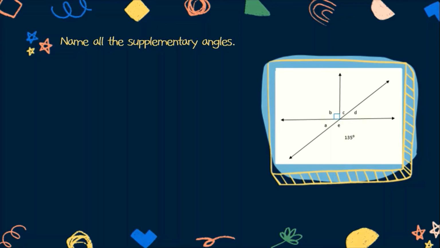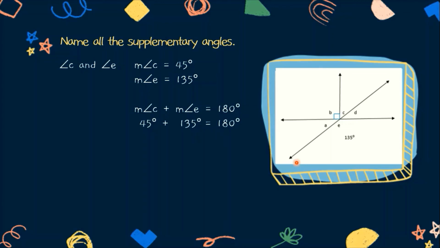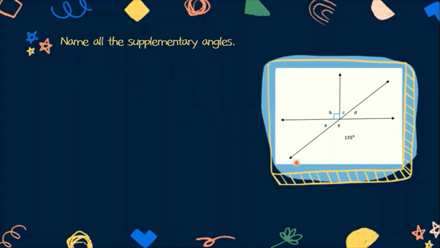Next, we have to name all the supplementary angles. Angle C and angle E. This is angle C. And this is angle E. We need to add their measurements. Angle C ay 45 degrees. At ang angle E ay 135 degrees. Adding them together, 45 plus 135 is equal to 180 degrees. Therefore, angle C and angle E, they are supplementary to each other. They are supplementary angles. Another example, we also have angle A and angle E.